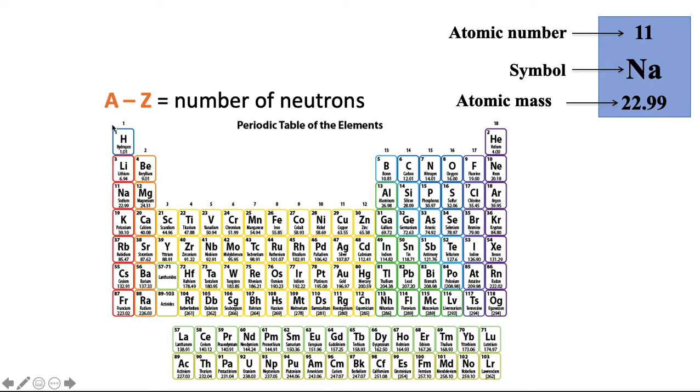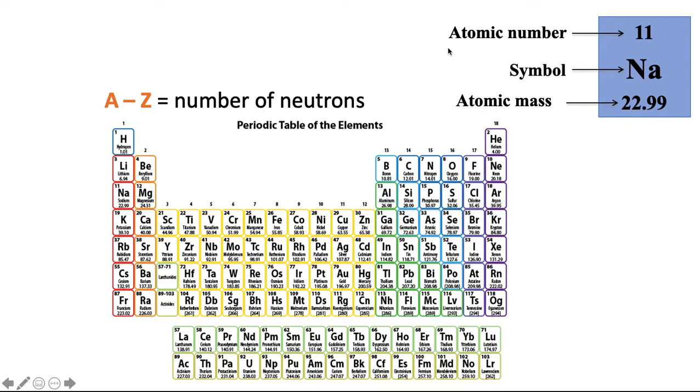A is the atomic mass, the bottom number, minus Z, the atomic number, the top number, gives us the number of neutrons. Very important to remember. So if I gave you an element, you should be able to tell me what the number of protons is, what the number of neutrons is, because you assume this is 23, about 23, minus 11, that's 12, so sodium will have about 12 neutrons. You should be able to tell me the number of neutrons. You should also be able to tell me what the number of protons is.